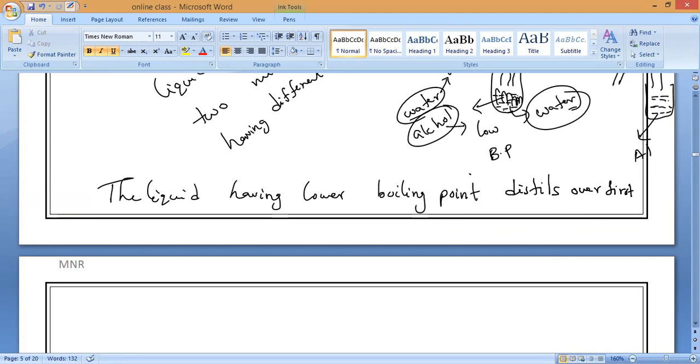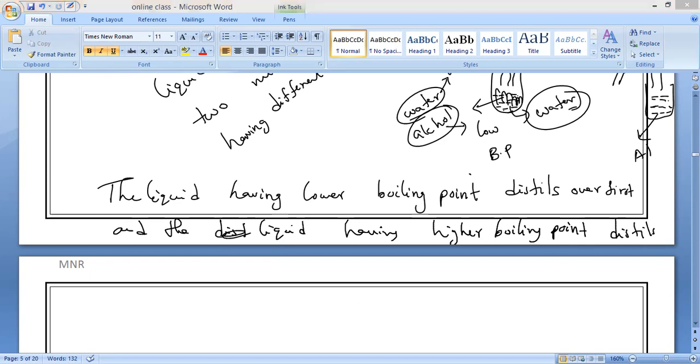And the liquid having higher boiling point distills later. So that is what it is.